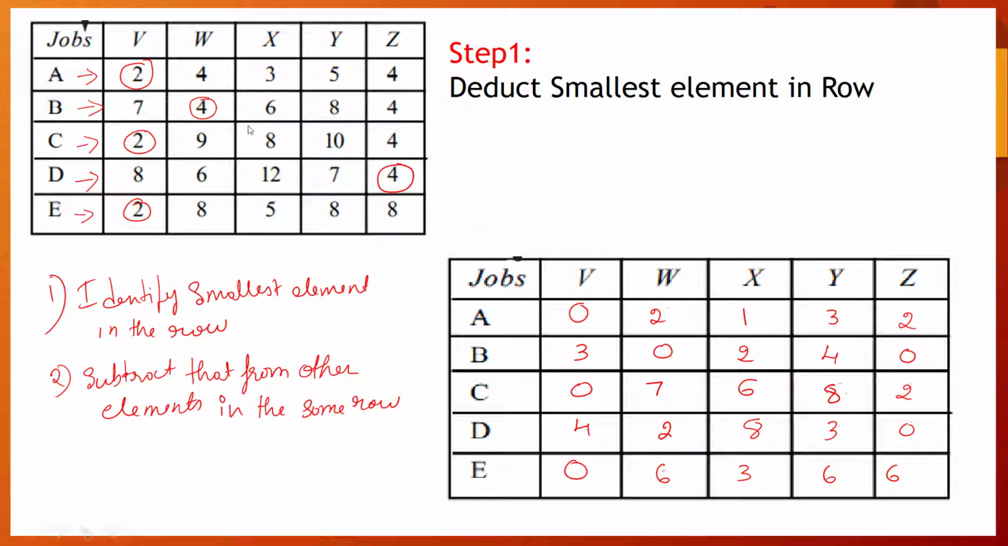So same thing we have done here. In the first row 2 is the minimum, so we have removed 2 from all other elements. So 2, 1, 3 and 2. Similarly, we have selected the least from other rows and we have done the same operation. Once we are done with this, we get a row matrix or row deducted matrix.